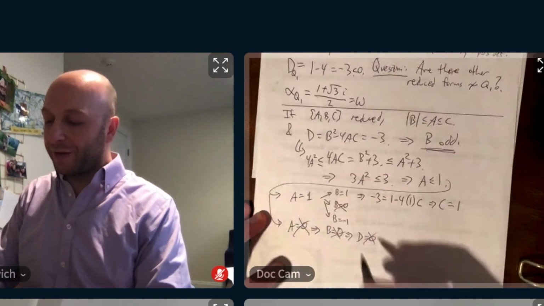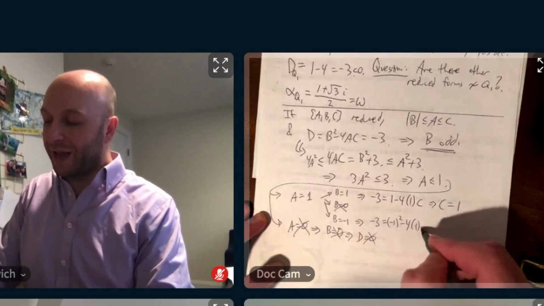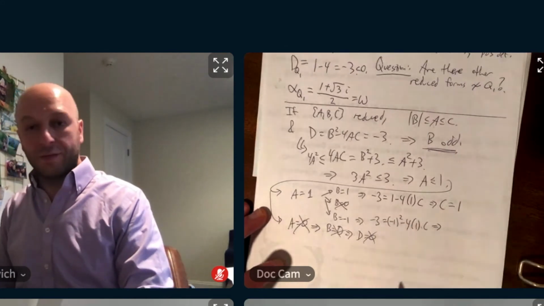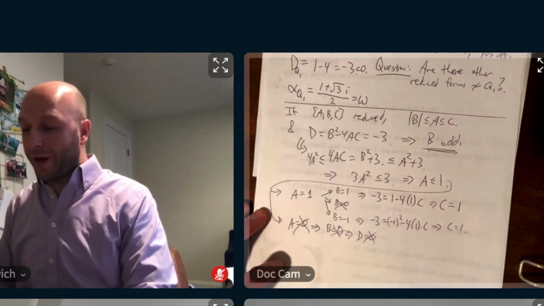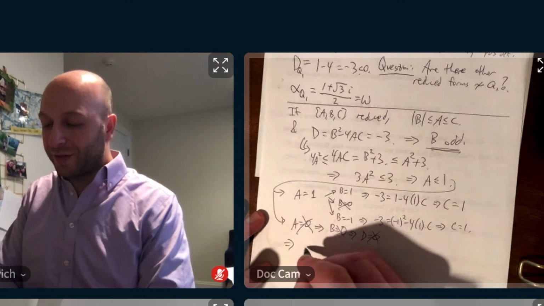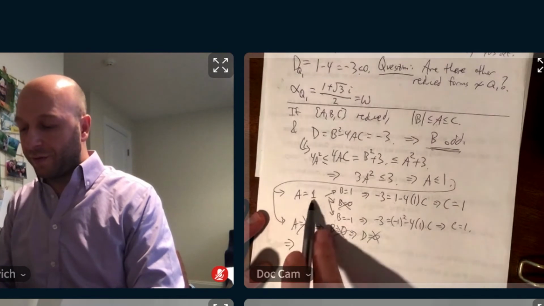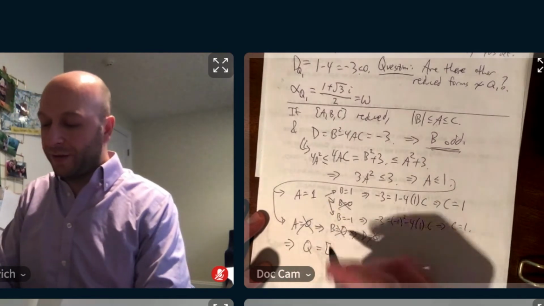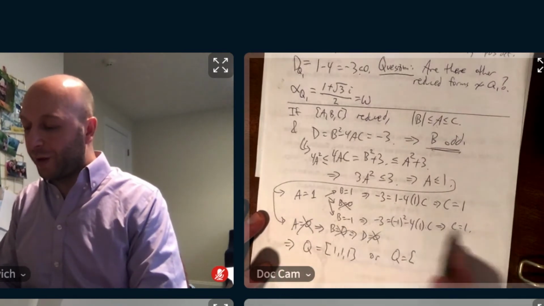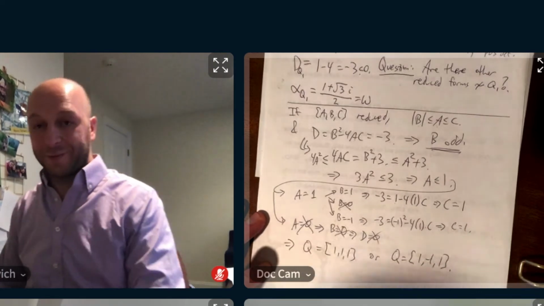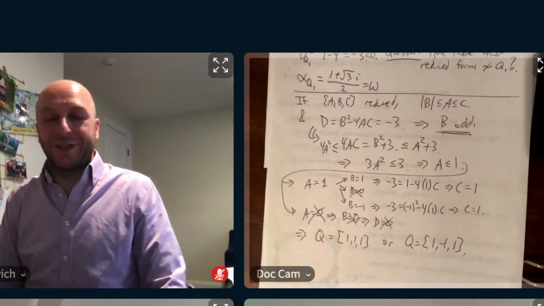How about if B is negative 1? If B is negative 1, then we get negative 3 is equal to negative 1 squared minus 4 times A times C. Same equation, same thing. So C is 1. Oh, look, there are two quadratic forms. So we have two forms. Our options are Q is this potential reduced form is 1, 1, 1, or Q is 1, negative 1, 1. So the class number is not 1, and there's not unique factorization in the Eisenstein integers.